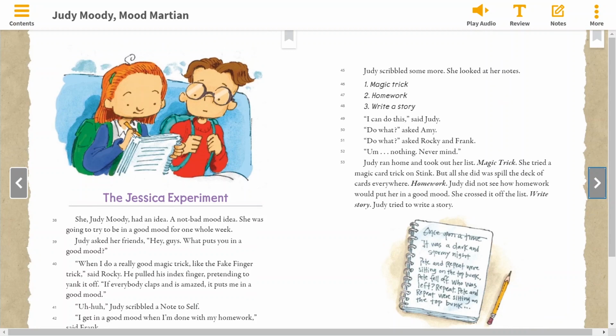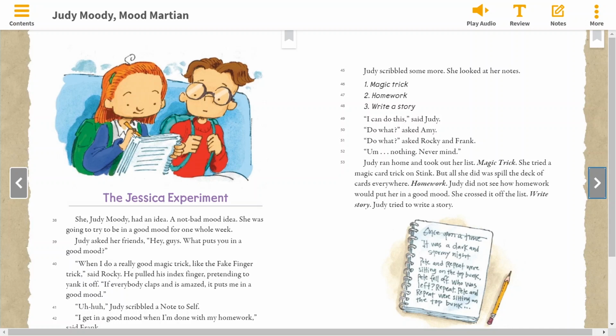Number 1, magic trick. Number 2, homework. Number 3, write a story. "I can do this," said Judy. "Do what?" asked Amy. "Do what?" asked Rocky and Frank. "Nothing. Never mind." Judy ran home and took out her list.